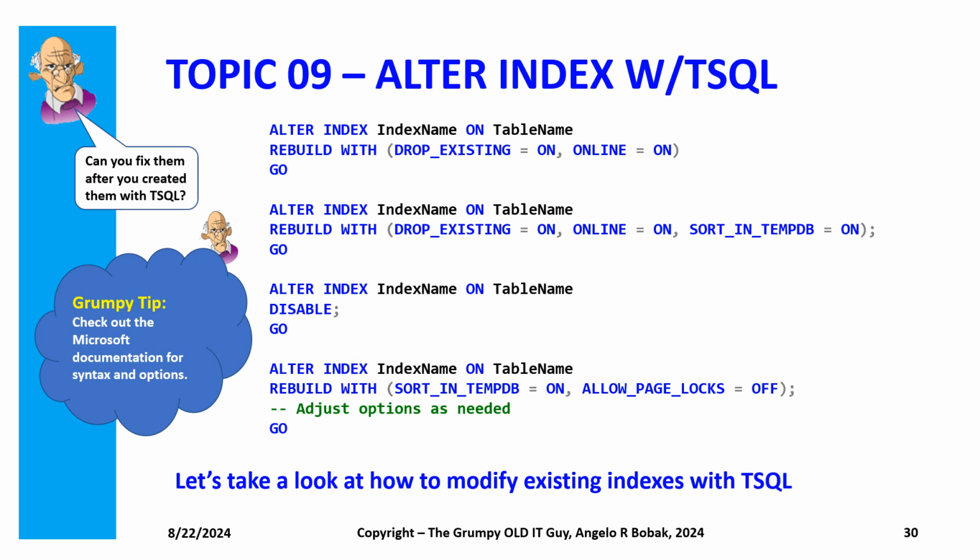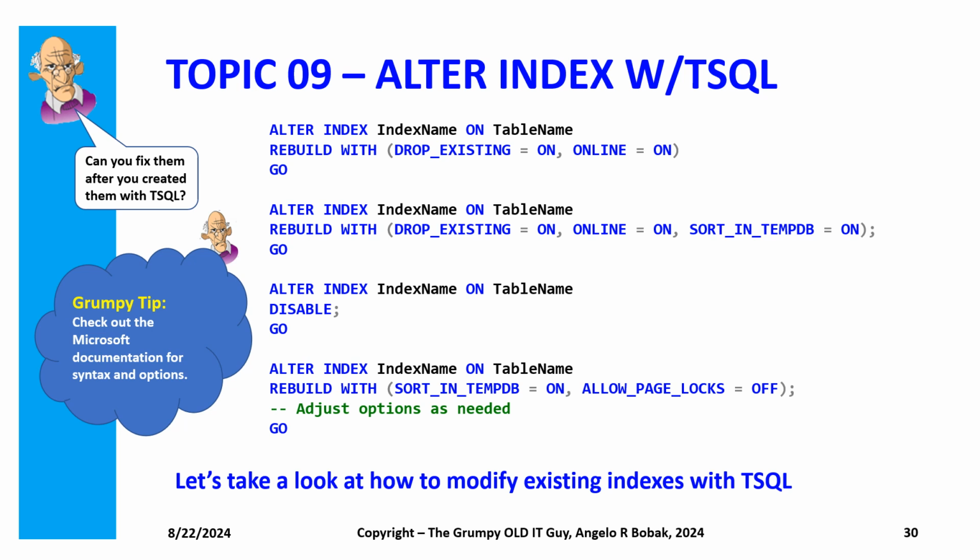Rebuilding the index with additional options. ALTER INDEX name ON table_name REBUILD WITH (DROP_EXISTING = ON, ONLINE = ON, SORT_IN_TEMPDB = ON). This statement is similar to the first one but includes an additional option, SORT_IN_TEMPDB = ON. This option specifies that the index rebuild operation should use tempdb for sorting. It can improve performance for extensive indexes by utilizing the temporary database for sorting operations.